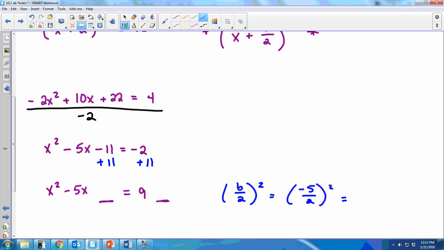So if you're going to square that fraction, you square the numerator and denominator separately. So that's not bad. What's negative 5 squared? And what's 2 squared? So I'm adding 25 over 4 to both sides.